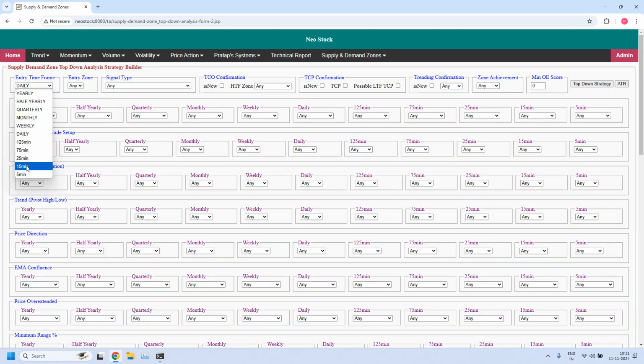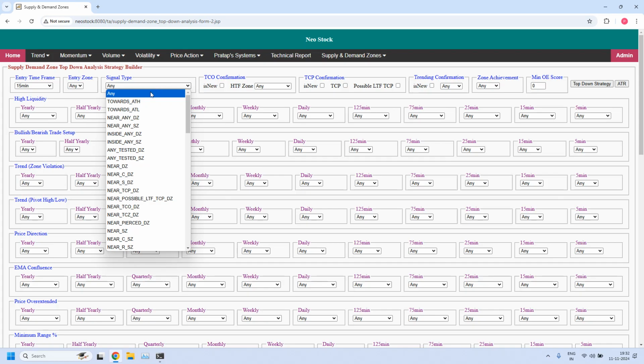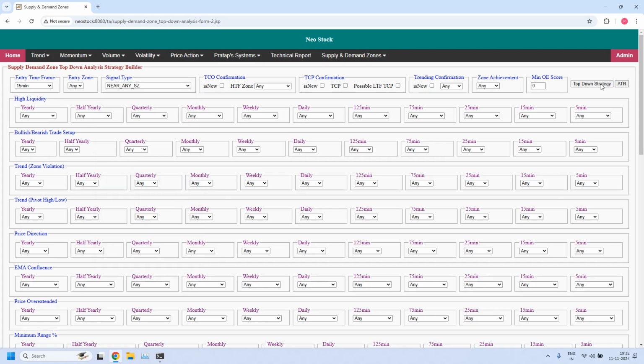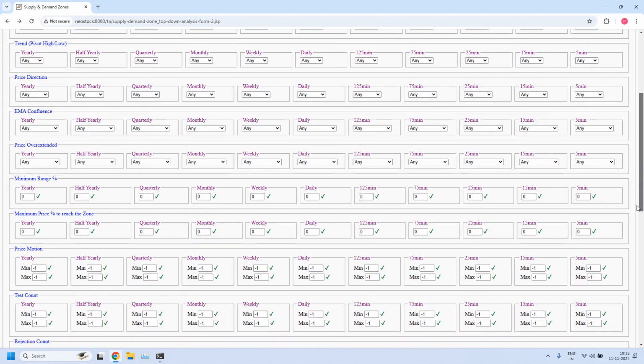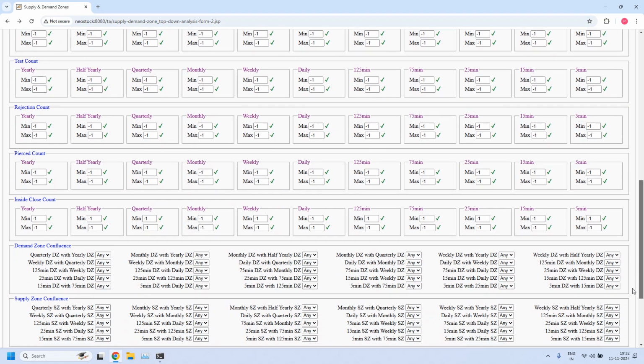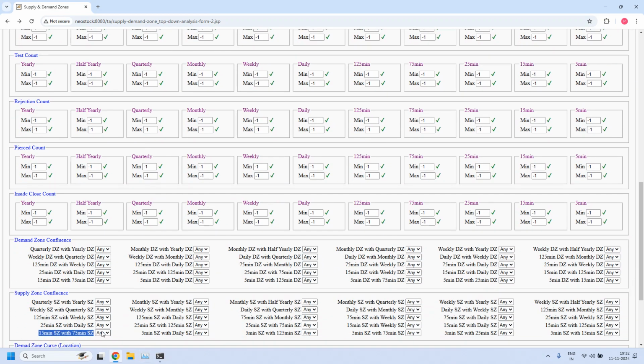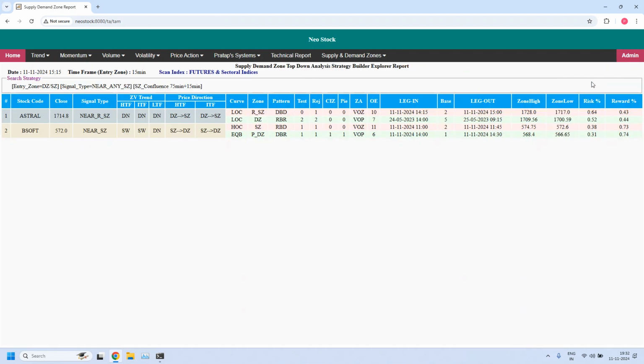Next, for 15 minutes time frame, let's find the stocks near 15 minutes supply zone. 2 stocks are filtered. Let's verify any of these stocks are having ITF supply zone confluence. That is 15 minute supply zone with 75 minute supply zone confluence. I am enabling the filter. So with this filter, we got both the stocks. That means both the stocks are having the 15 minute supply zone part of the 75 minute supply zone.